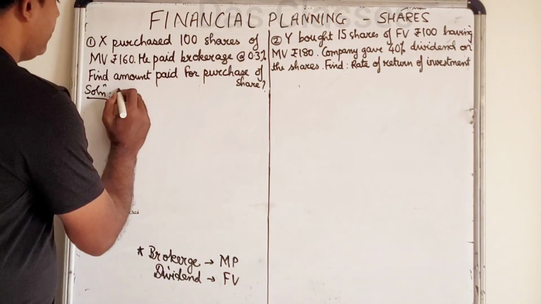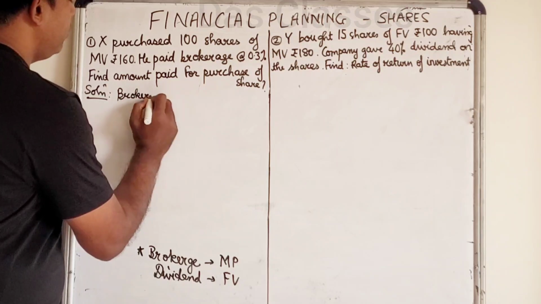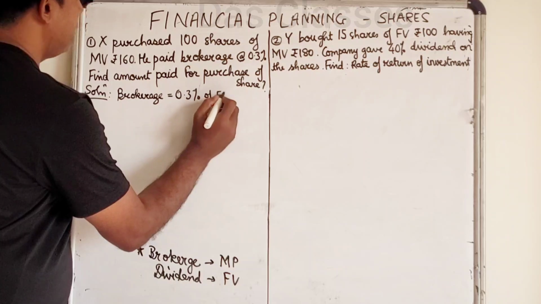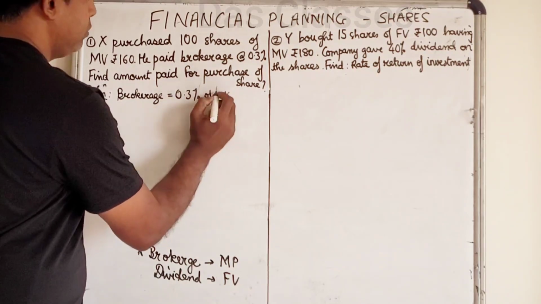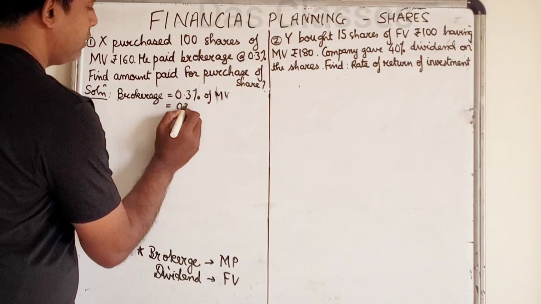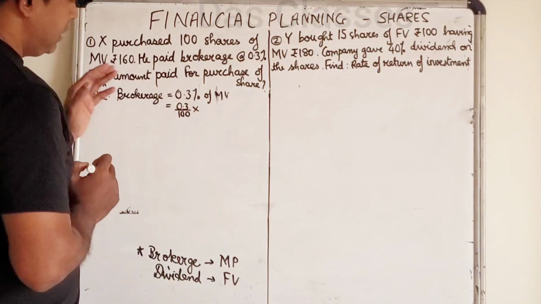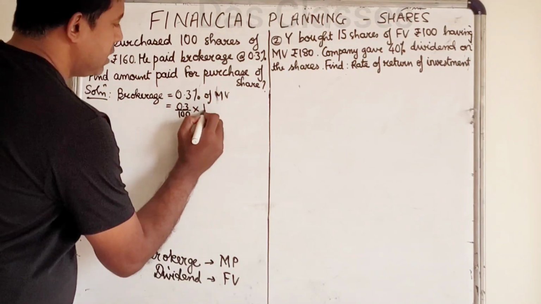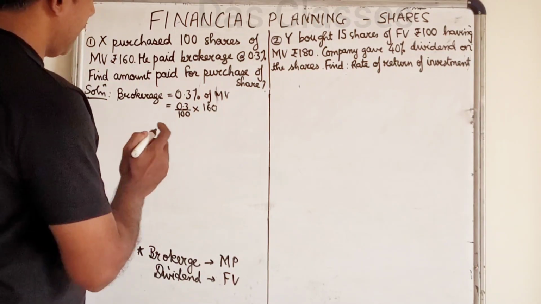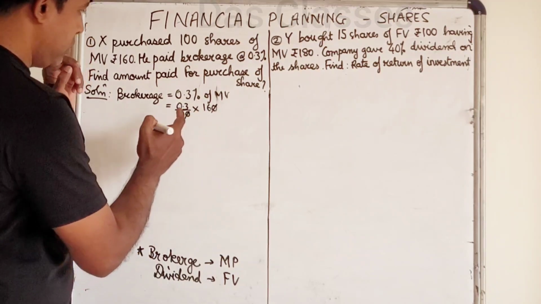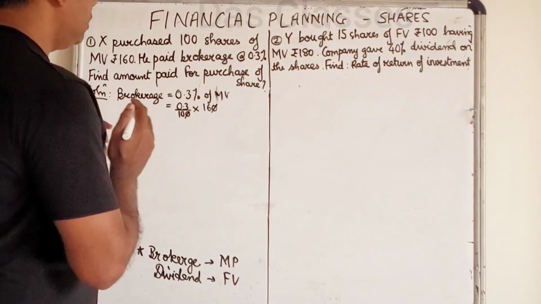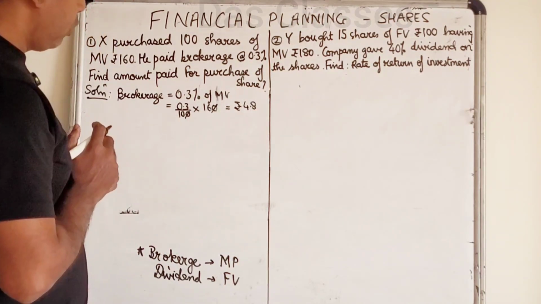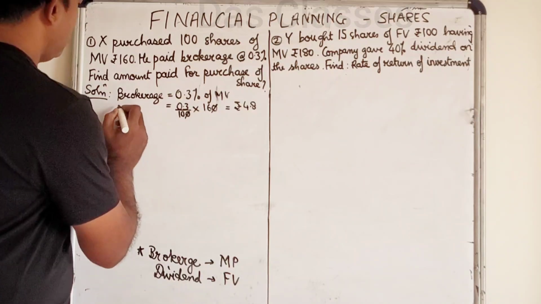So what would be the brokerage? Brokerage is going to be 0.3% of market value. So that is going to be 0.3 upon 100. Percent means always upon 100. Of means multiply, and market value of one share is 160 rupees. So we cancel this. So that comes to 16 times 3, which is 48, so rupees 4.8 or 4.80. So brokerage is rupees 4.8 per share.